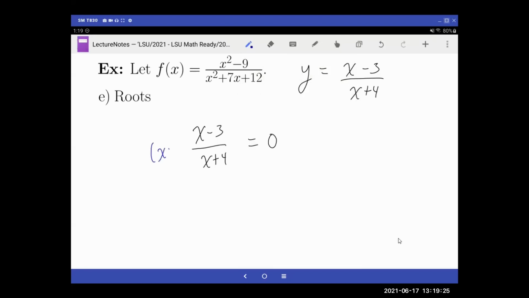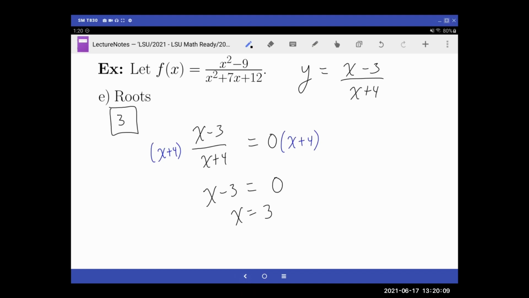If I multiply both sides by x plus 4, that'll get rid of the fraction. It's kind of an unnecessary step because when you multiply both sides by x plus 4, it cancels out on the left side, leaving you with x minus 3, but 0 times x plus 4 is just 0. So I could have just set the numerator equal to 0, which would have also made sense. Add 3 to both sides, and I get 3. So I have a root whenever x is 3. It works for either one you plug into, whether it's the function or the simplified function.